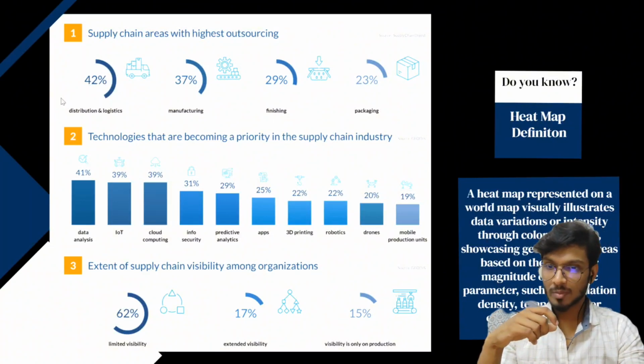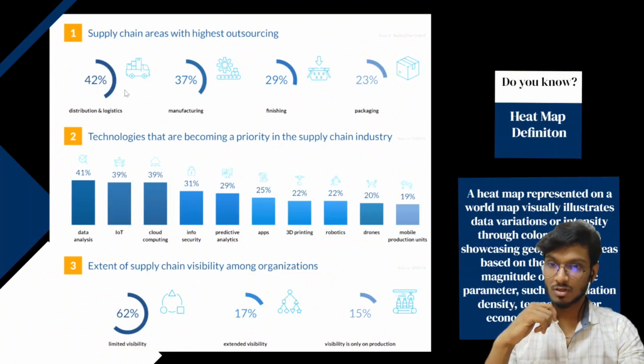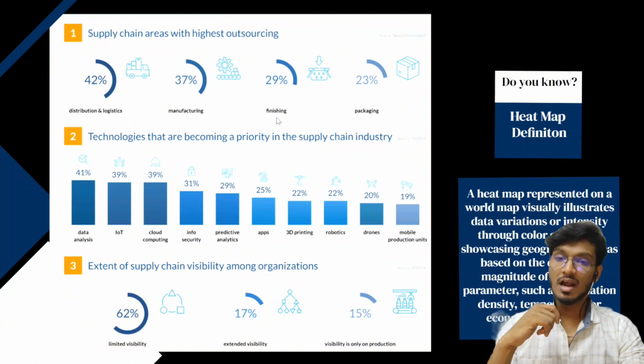And now let's talk about the distribution and logistics part. 42% of the market is highly outsourcing for distribution, and in manufacturing, 37% is outsourced, finishing is 29% outsourced, and packaging is 23% outsourced.